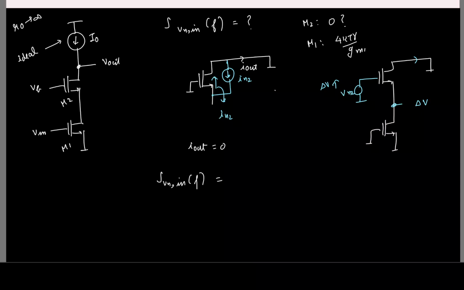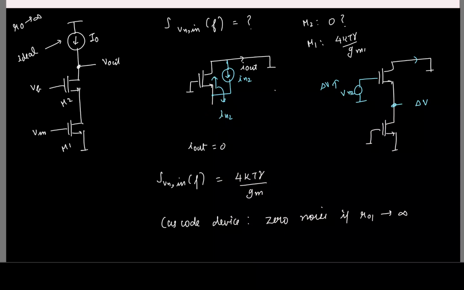So SVN is basically 4 kT gamma by GM, and the Cascode device has no contribution to the noise. And why is it 0? What makes it 0? R0 of which transistor? Bottom. Okay, the reason is because this guy is open. So 0 noise if R01 is infinity.